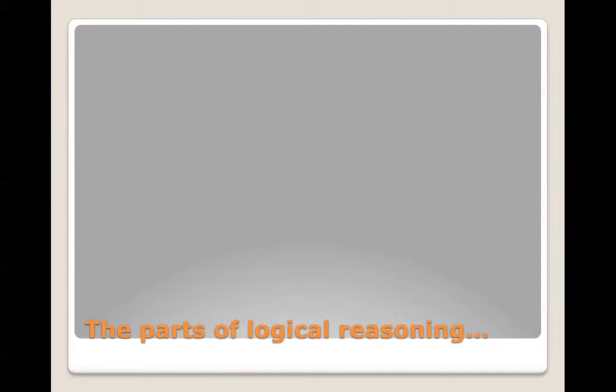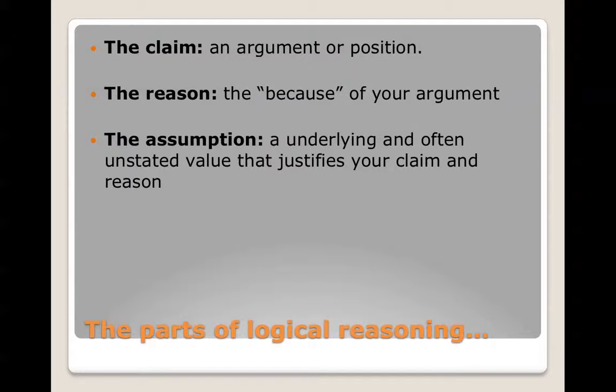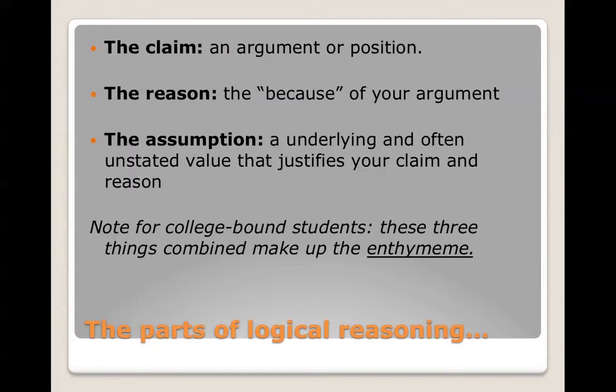So here's the parts of logical reasoning, and because of this, logos among the three appeals is probably the hardest and most complex to understand, so you may not get it this first time around, but stay with me. So the three parts of logical reasoning are, first of all, the claim. That's the argument or position that you're taking. The reason, kind of the because of your argument. We'll get to an example in just a second. And then the assumption. It's an underlying and often unstated value that justifies your claim and reason. So let's see this in action.